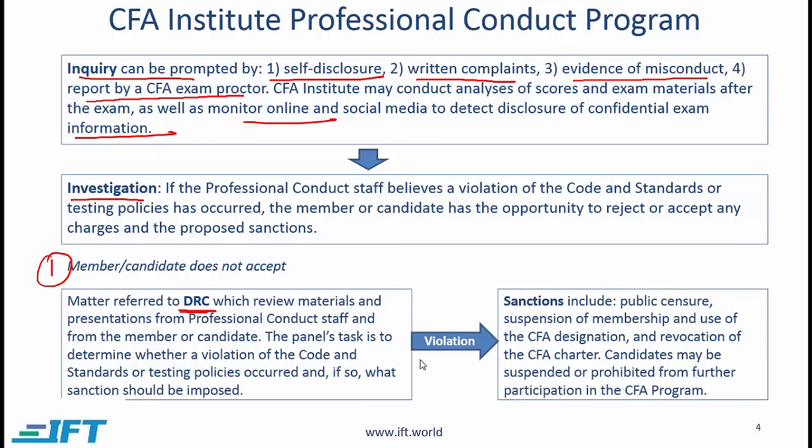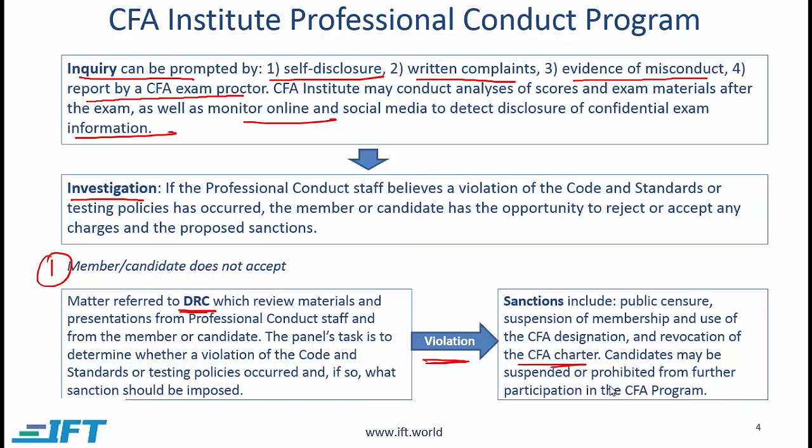Let's say that the DRC determines that there was indeed a violation, then sanctions will be imposed. The sanctions can include public censure, suspension of membership and use of the CFA designation, and revocation of the charter. So obviously, if the person who is committing a violation is a charter holder, then the charter will be taken away from that person, or potentially that is one of the sanctions.